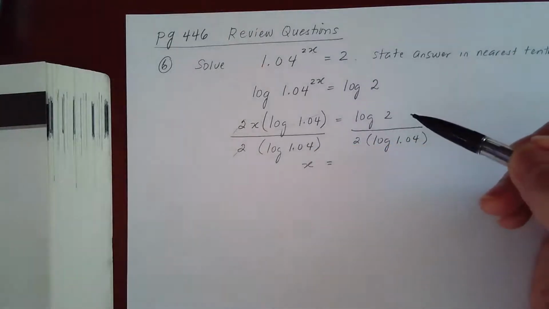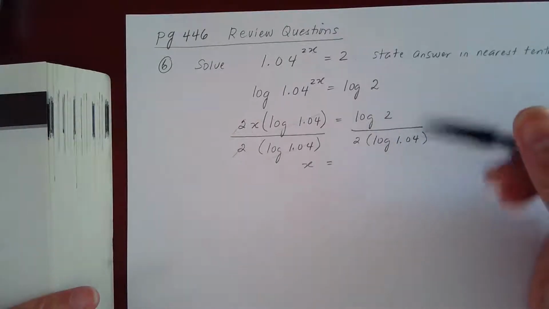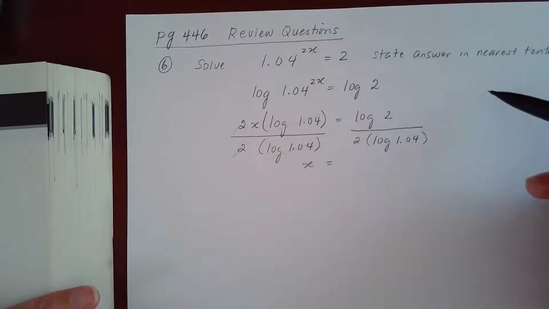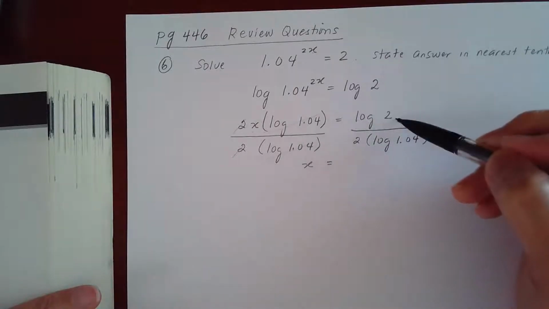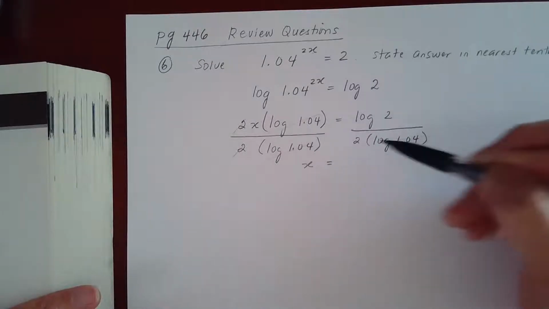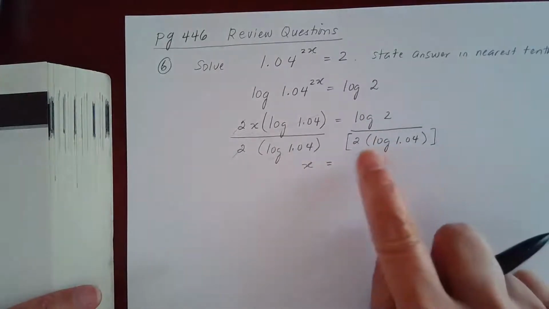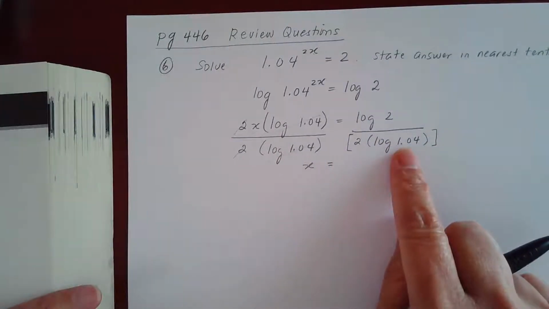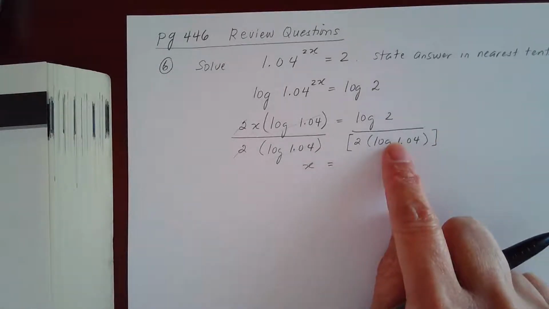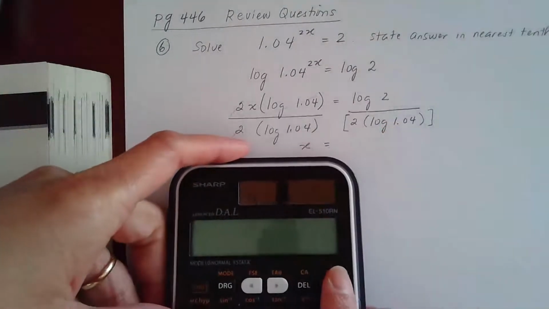Now, when I'm ready to do this on a calculator, I want to make sure that I tell the calculator that I want the log of 2 divided by all of these things. So I might have to use brackets to group 2 times log of 1.04. Let's give that one a try together. If you're watching right now, you can try it and see if we get the same answer.